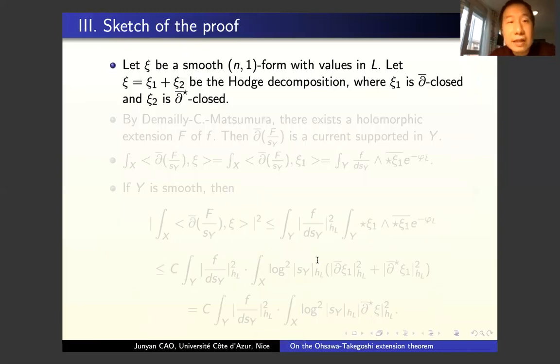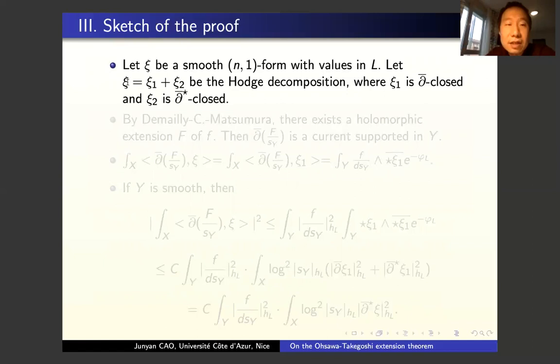So now I would like to explain a little bit the proof of our main theorem. To begin with, we use the standard L2 estimate technique. Now let Xi be a smooth (n,1) form with values in L, where X is of dimension n.